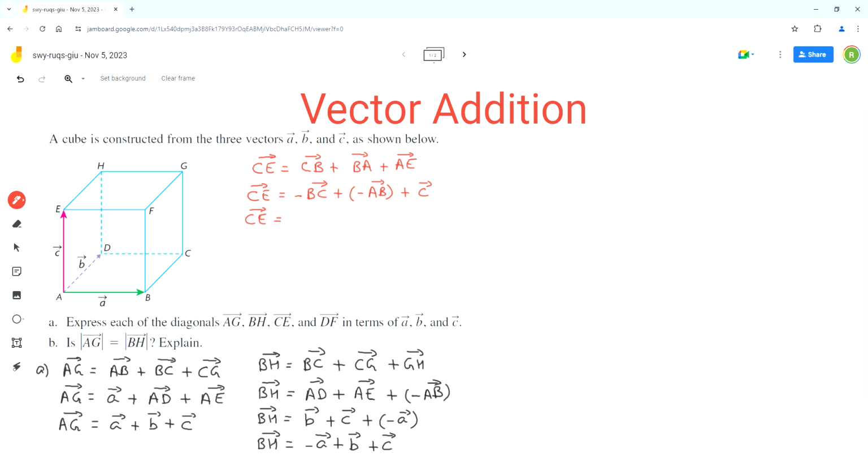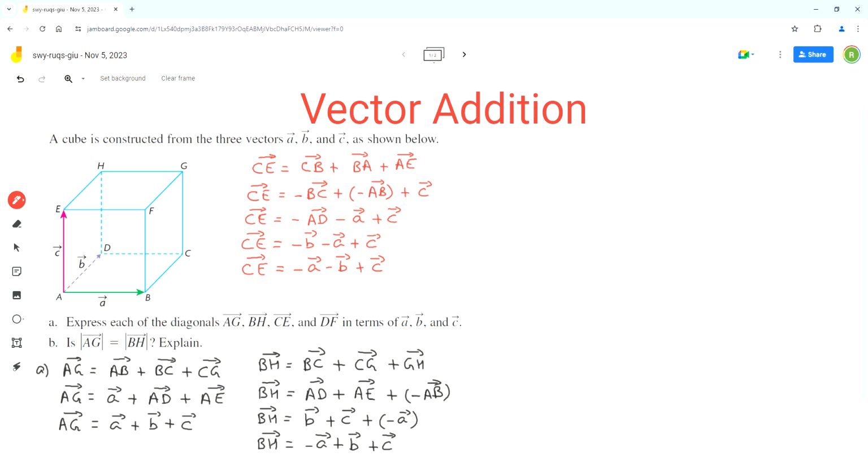Now vector BC is equal to vector AD because they have the same magnitude and direction, and vector AB is given as vector A. Now vector AD is equal to vector B. So we can rewrite our answer as... so this should be the final answer for vector CE.